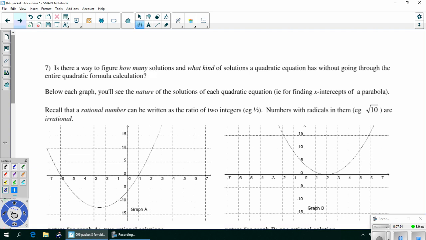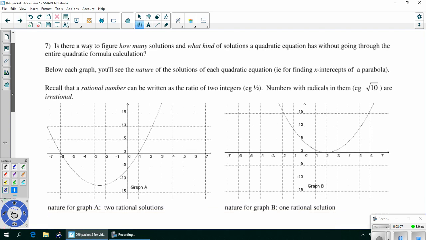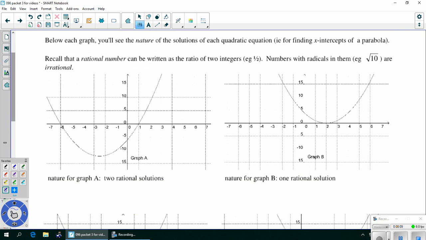Is there a way to figure out how many solutions or what kinds of solutions a quadratic equation has without going through the entire quadratic formula calculation? Below each graph, you'll see the nature of the solutions of each quadratic equation, which is just describing the x-intercepts. The solutions of the quadratic equation correspond to x-intercepts.